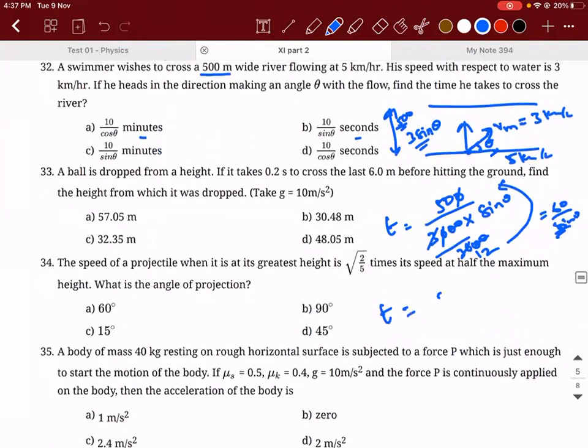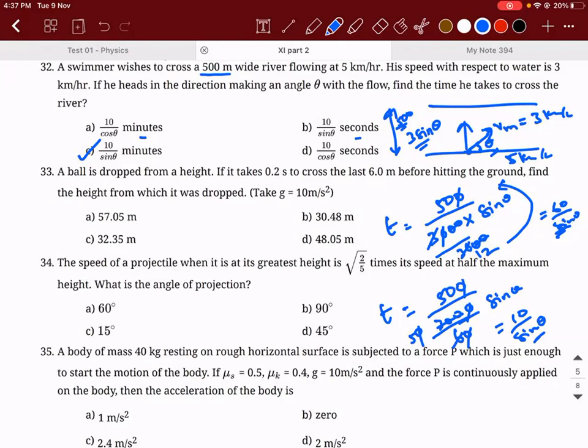Okay, it is not working. 500 divided by, sorry, 3000 meter divided by 1 hour, which is how many minutes? It is 60 minutes into sine theta. If you go 50 times, this and this will get cancelled. 10 divided by sine theta in terms of minutes. So this is the option. It's a good question and a tricky one. 10 divided by sine theta minutes is the answer.